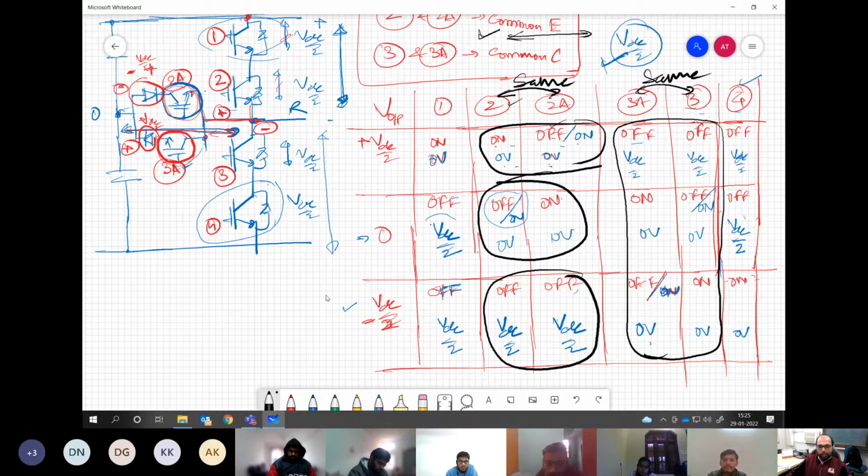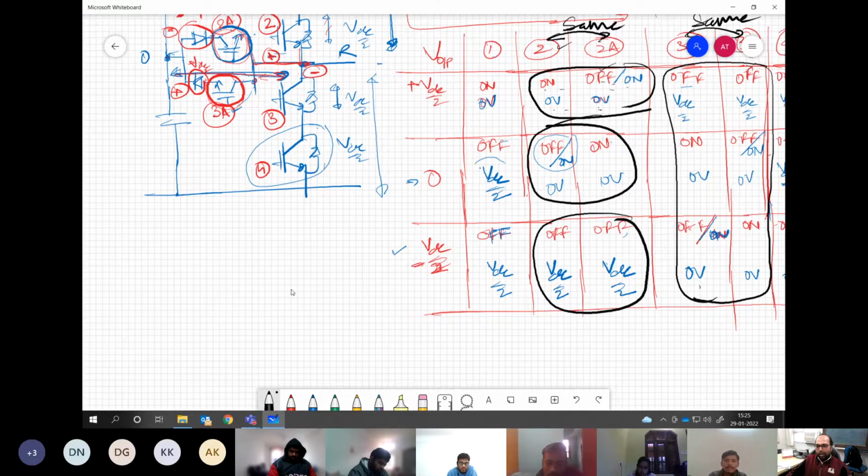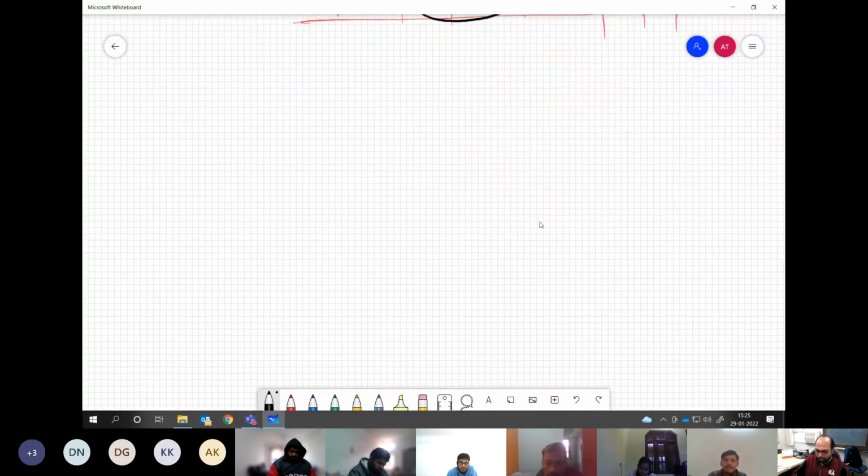Now, even the voltage drop is also the same. So can I make some arrangement in the circuit? Say I have 4 switches here.